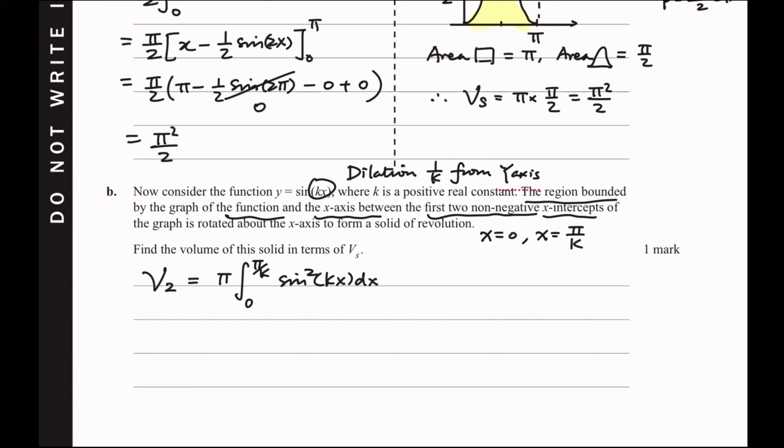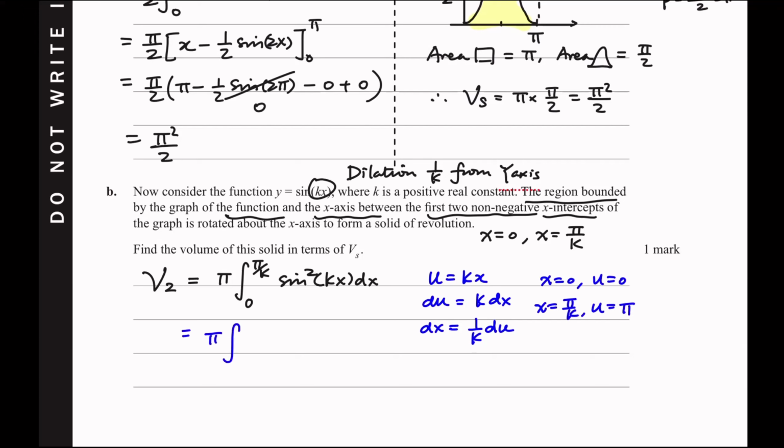To evaluate this integral, I will make a substitution, u equals kx. So du equals k times dx, and that's why dx equals 1 over k du. Next, if x equals 0, your u is still 0. If x is pi over k, your u is k times pi over k, which is still pi.